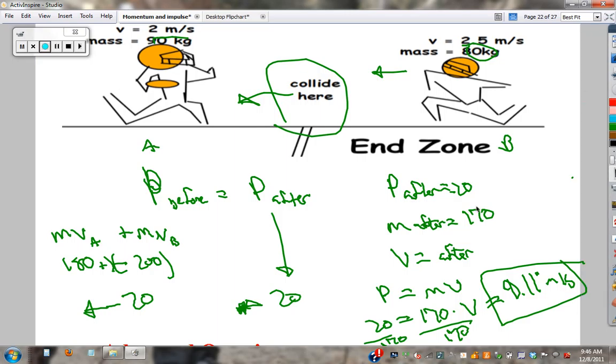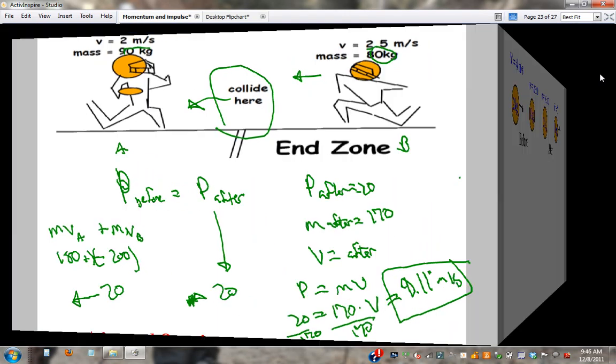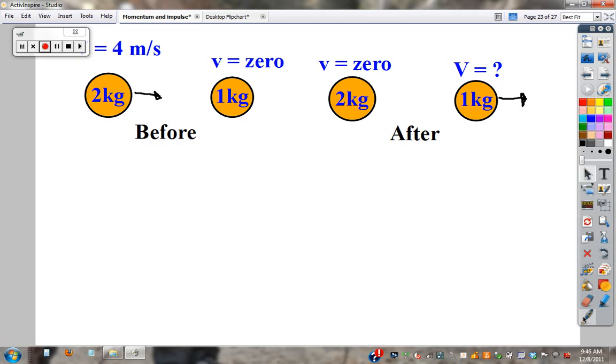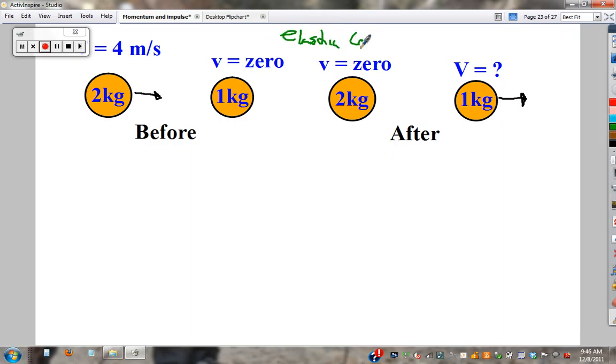Okay, so we know step 1, we found the total momentum before. That tells us the total momentum after. Then we use the mass after to find velocity after. Let's do it when they don't stick together. This is called an elastic collision. And let's just do the same process.